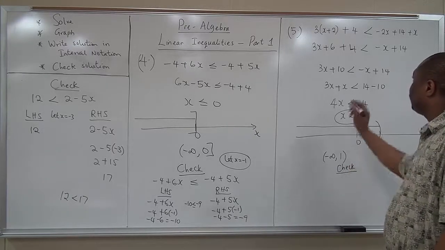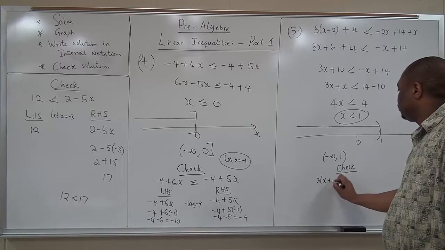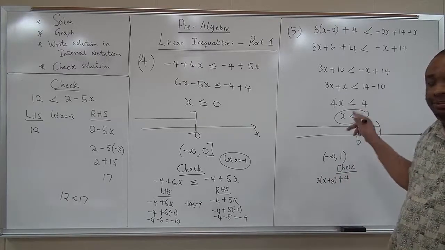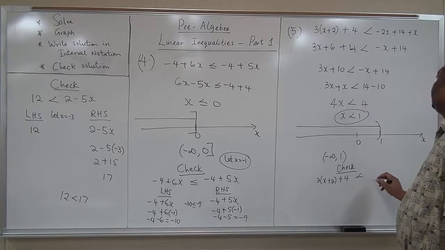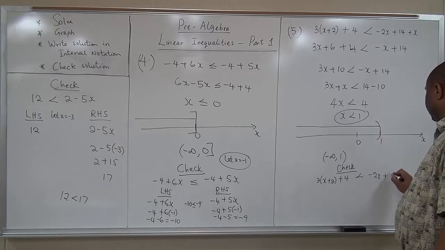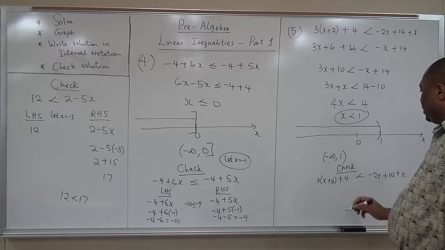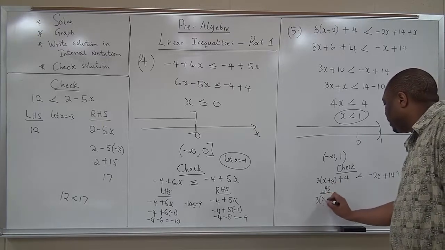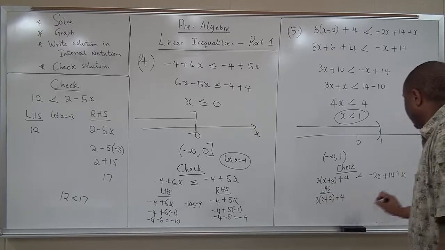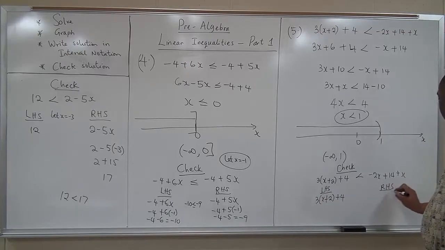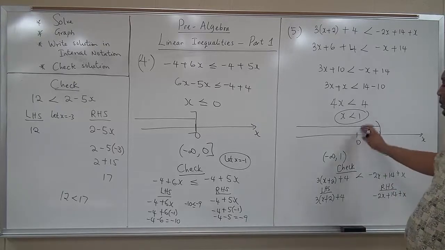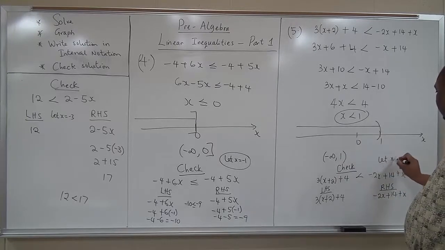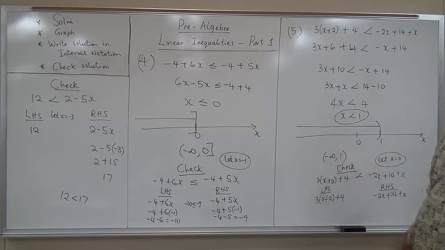we first of all write the main problem, 3 times x plus 2 plus 4. We check with the main problem. Less than negative 2x plus 14 plus x. Let our x, this is left-hand side, 3 times x plus 2 plus 4. And then our right-hand side will be negative 2x plus 14 plus x. So let our x be 0. Let x be 0. That is the easiest one we can get.